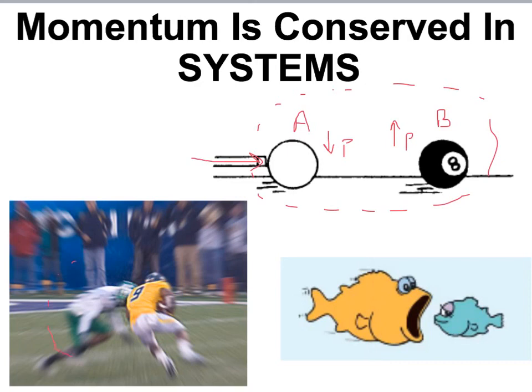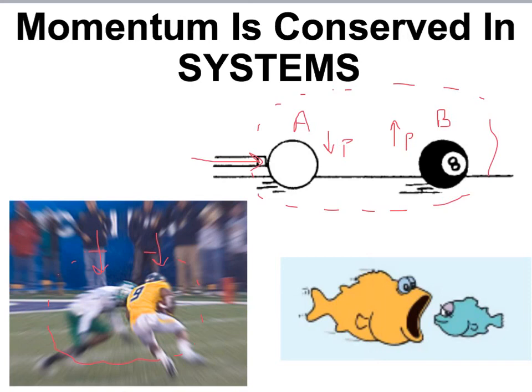This system is made up of 2 objects, the player in the green and the player in the yellow. When we do some more examples, what we're going to find is that when they collide, they become like one object, and both of their momentums change, but they're going to have one momentum together. We'll do more examples about that tomorrow.